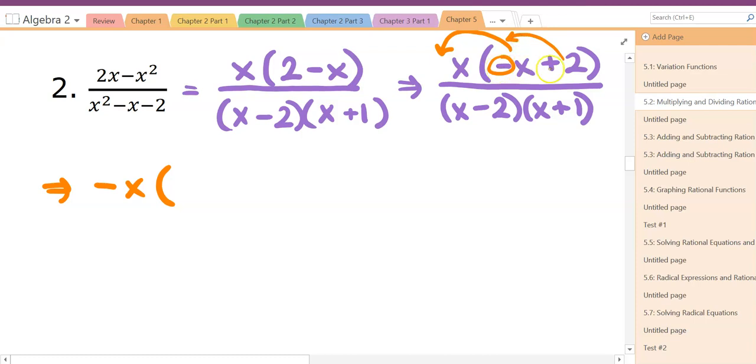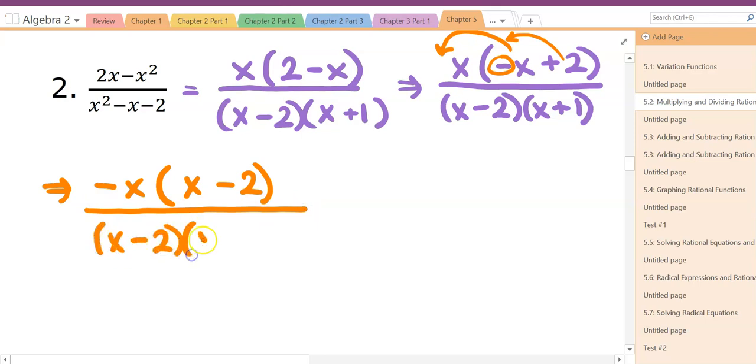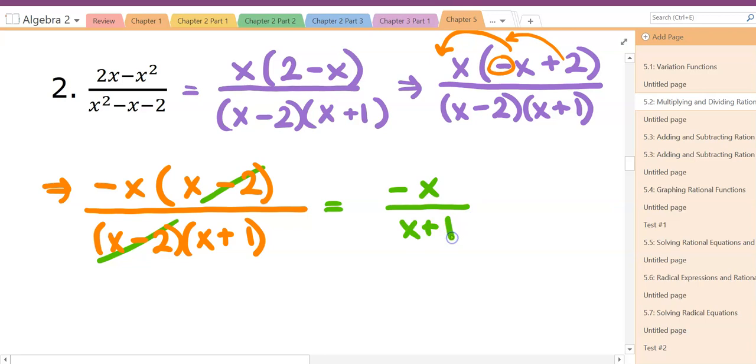So I think about dividing both of those terms by negative 1, and so it would become x minus 2. So it's going to switch the signs of both of them. Now, the reason why I would want to do that is so that I can get the x minus 2's to reduce, to cancel each other out, like so. And then I'm left with negative x over x plus 1.